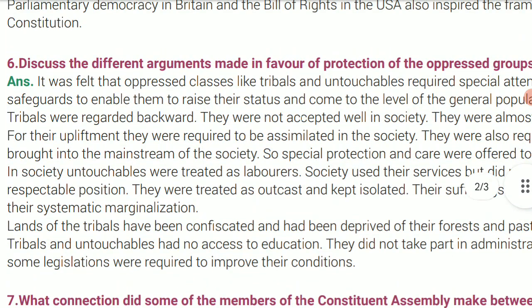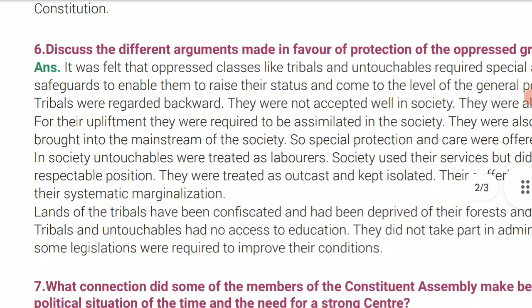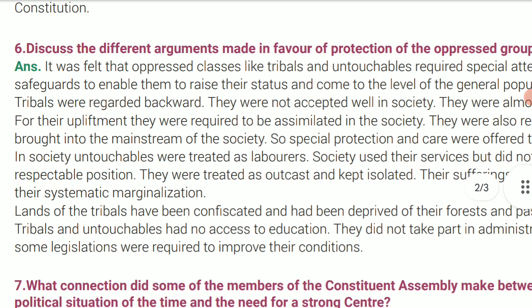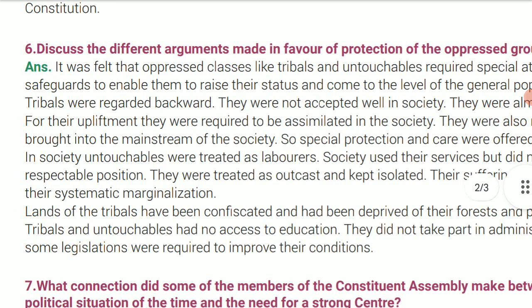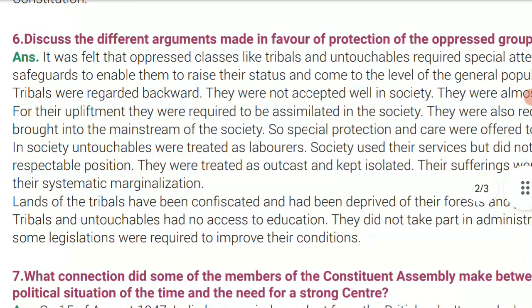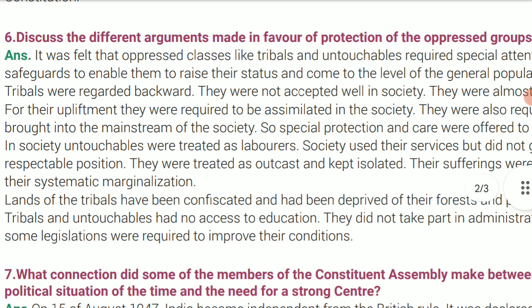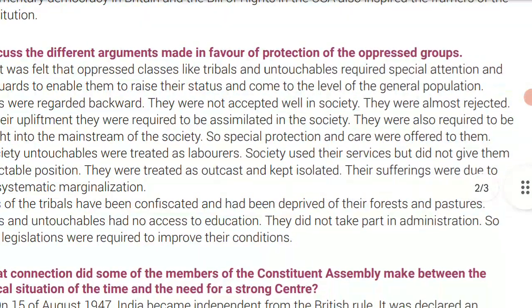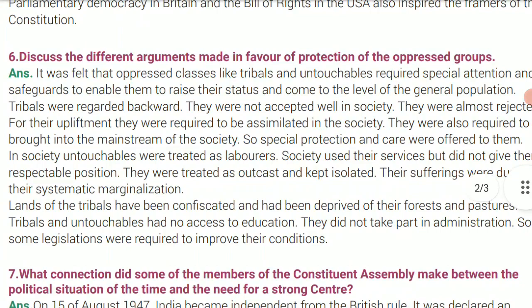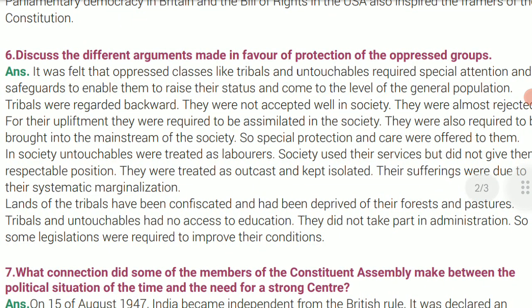Then we discussed the different arguments made in favor of protection of oppressed groups. It was felt that oppressed classes like tribals and untouchables require special attention and safeguards to enable them to raise their status and come to the level of the general population. As tribals were regarded as backward, they were not accepted well in society. They were almost rejected, and needed upliftment.